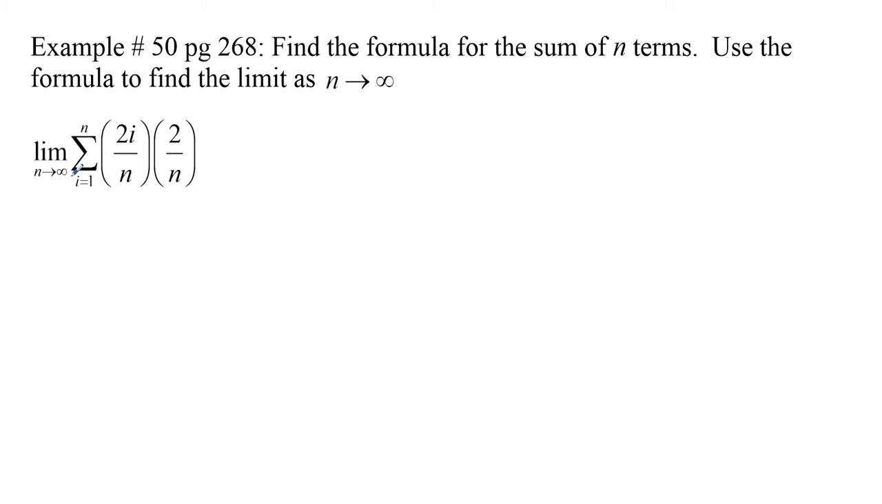This says the limit as n goes to infinity, and I've got n as my upper bound. Now, this is going to sound kind of odd, but in the context of this summation, which would be the 2i over n times 2 over n, the n in the context of the summation is fixed. In the context of the limit, it goes to infinity. In the context of the summation, the i changes, but the n is fixed to whatever that top number is.